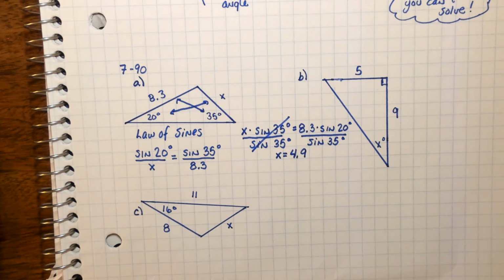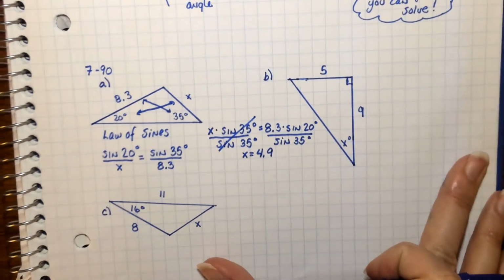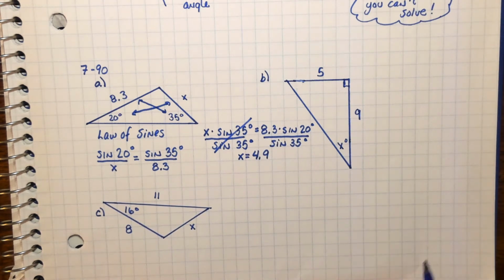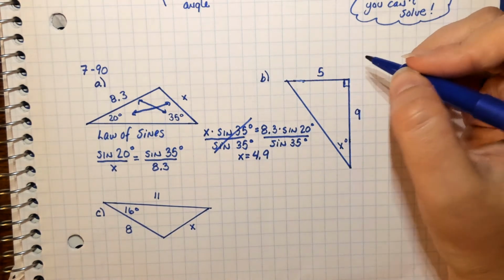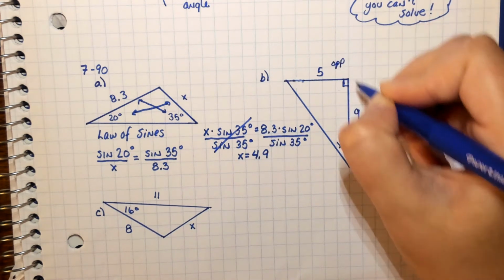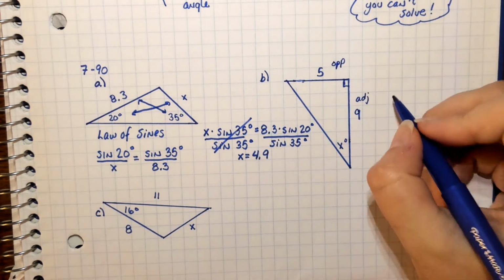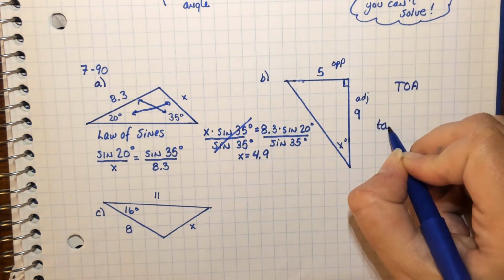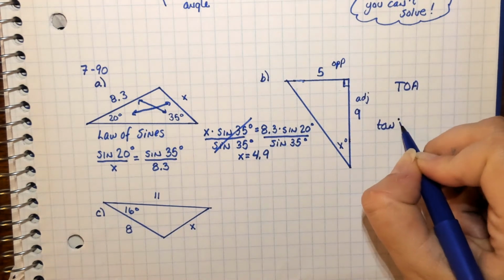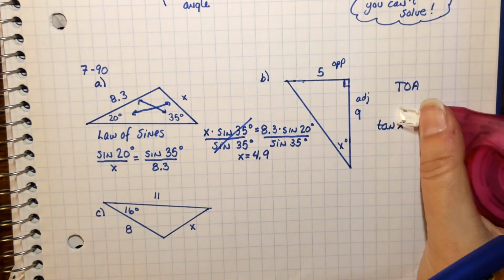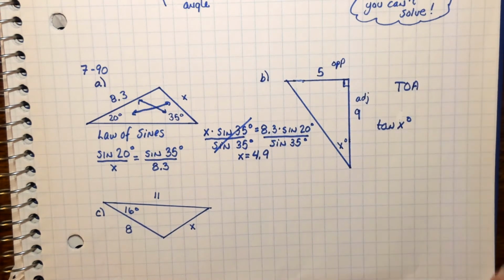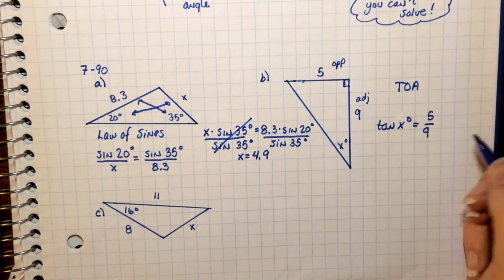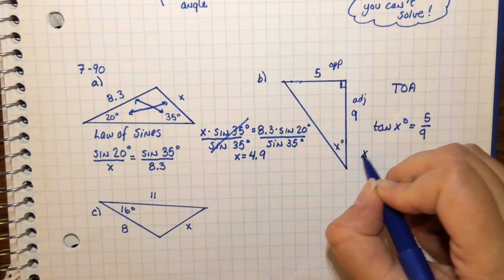Okay, B. I've thrown this in there to throw you off. This is a right triangle, and if I want to find that, I'm going to use tan. This is opposite and adjacent, which is TOA. Tan of x degrees equals opposite over adjacent. I think I was trying to inverse too soon. And then to get x by itself, you tan inverse both sides.